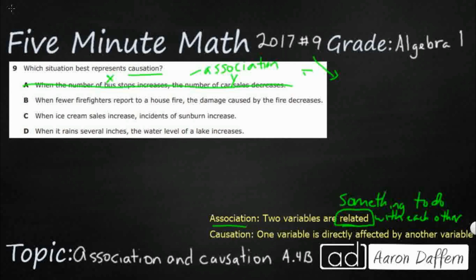Let's look at B. When fewer firefighters report to a house fire, the damage caused by the fire decreases. Interesting. So when the fewer firefighters report, there's your X, the damage caused by the fire decreases. Well, I could definitely see an association here, because fire departments are very good about sending the number of firefighters needed. And so if it's a very small fire, or one that they think is not going to spread very rapidly, they might send fewer firefighters.